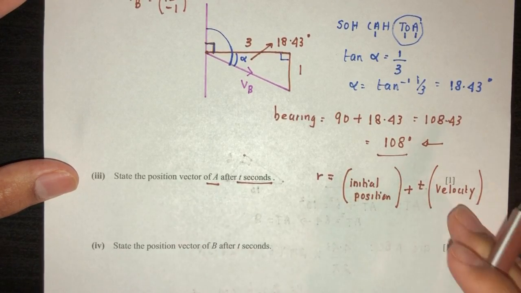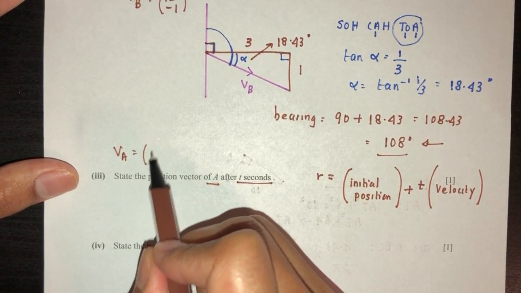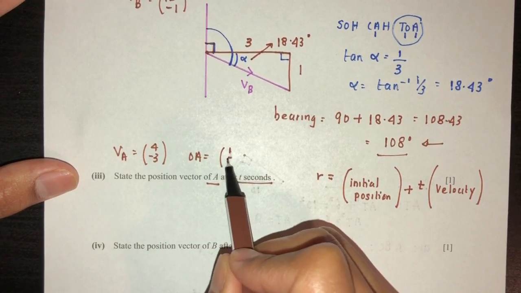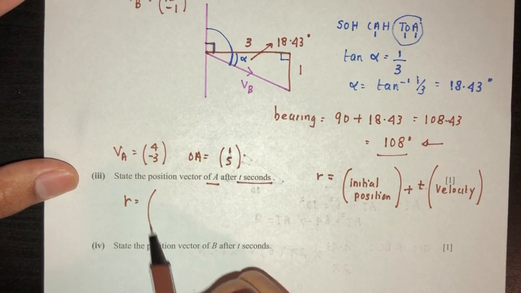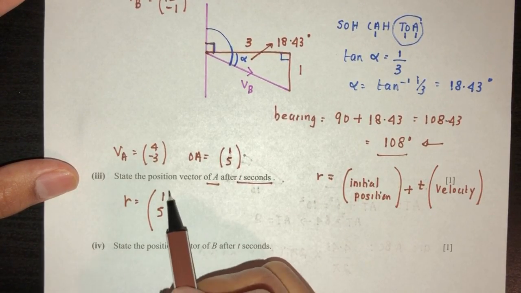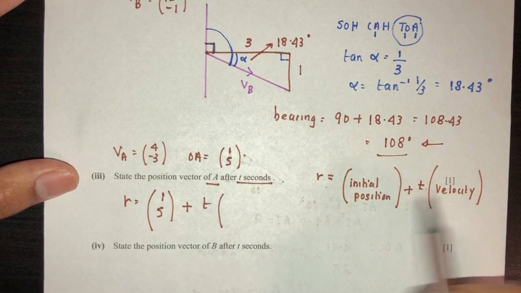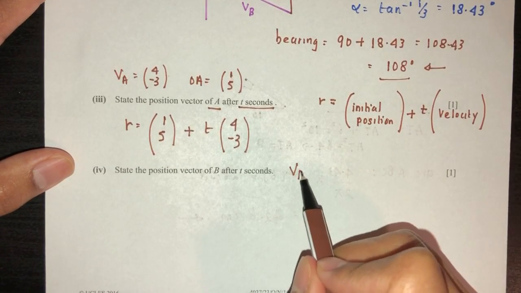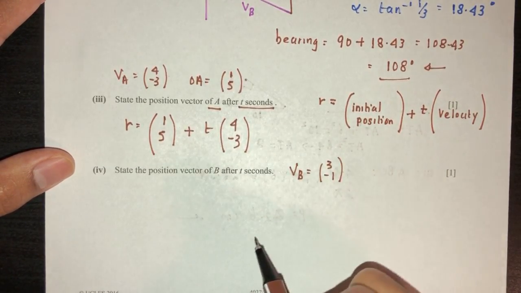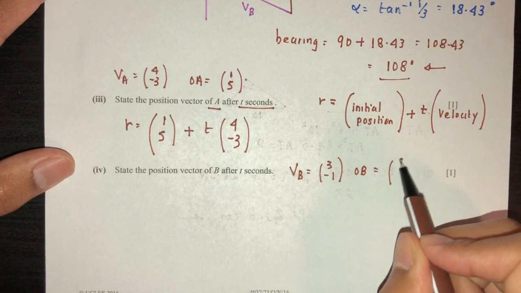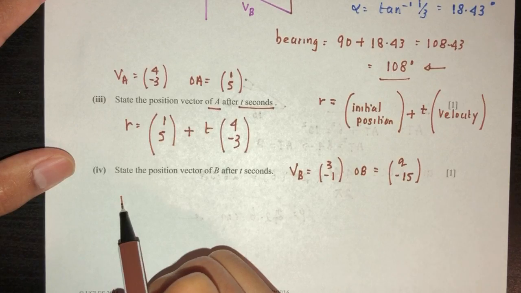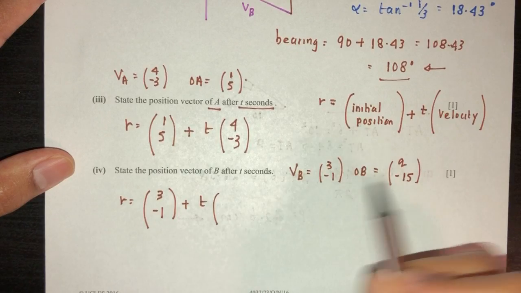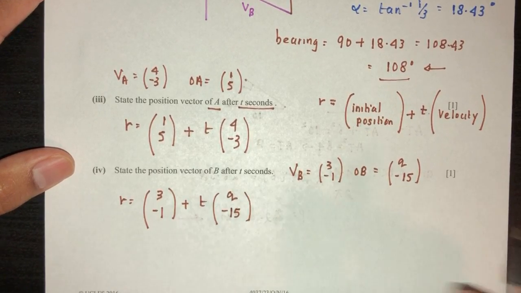So for A we know that VA is given by (4, -3), and OA, the initial position, is given by (1, 5). So this is pretty easy. R is equal to the initial position (1, 5) plus t times V, which is (4, -3). Okay, same step for B. They give you VB as (3, -1), and OB is given as (q, -15). So R is equal to the initial position plus t times (3, -1). That is part 4.